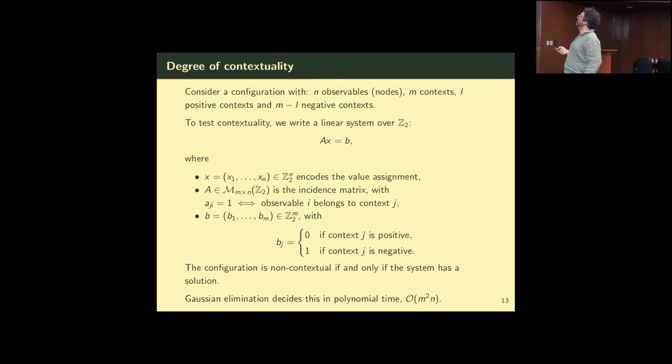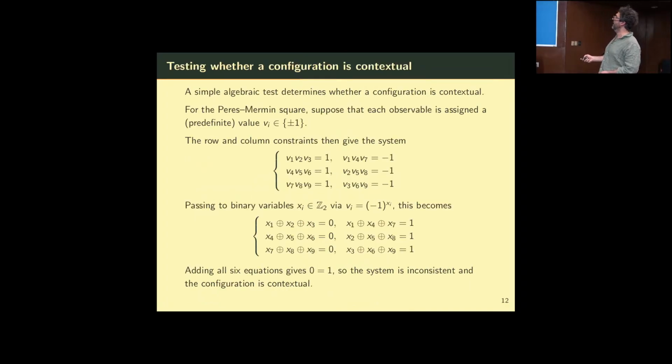Suppose you have a configuration which is made of n observables, n nodes, and m contexts. The contexts, again, are the constraints. I assume that L of them are positive. So here I have 3 positive contexts and 3 negative contexts. To test contextuality, I can rewrite all my conditions inside the linear system AX equals B. For the Mermin square, my system AX equals B is this one. I have a 9-dimensional vector, x1, x2, x3, x4, x5, x6, x7, x8, x9.